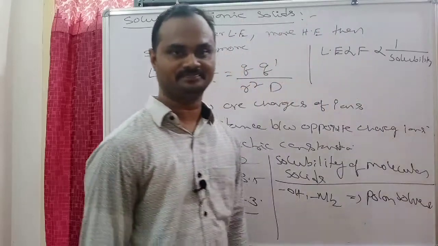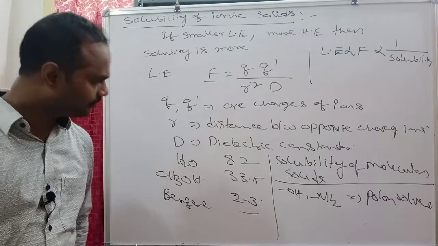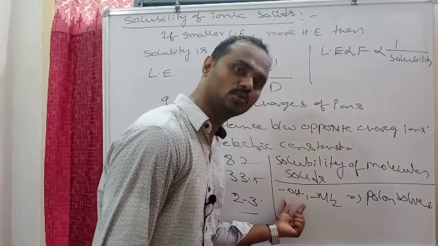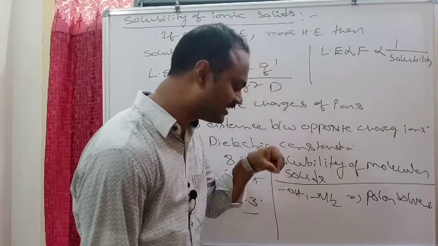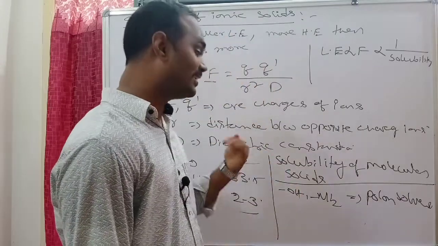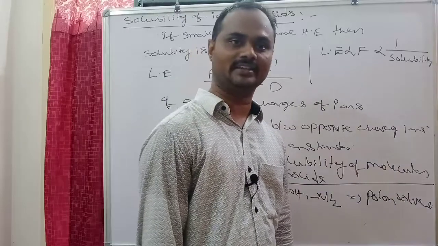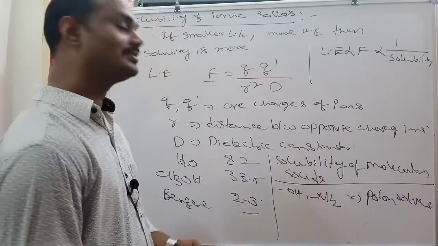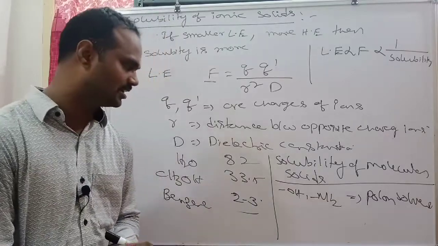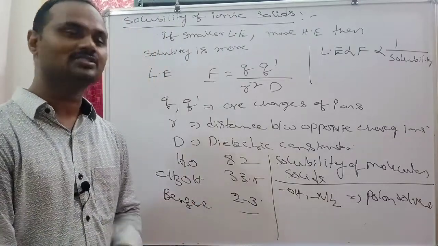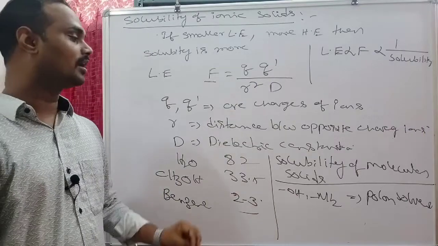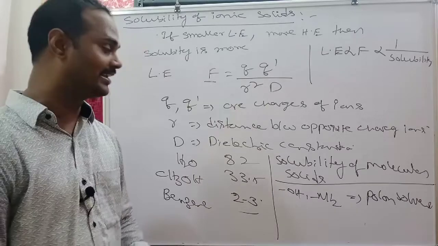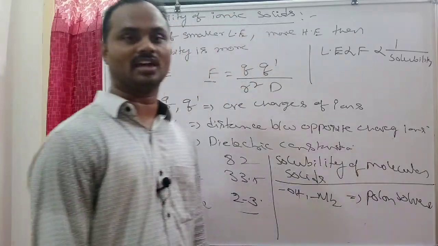Actually, sugar is a molecular solid, but it contains OH groups. This polar group is present in the molecular solid, that's why it easily dissolves in water. Carefully see, naphthalene, anthracene, these types of compounds have no polar groups. So we consider these compounds non-polar molecular solids. These dissolve in non-polar solvents.